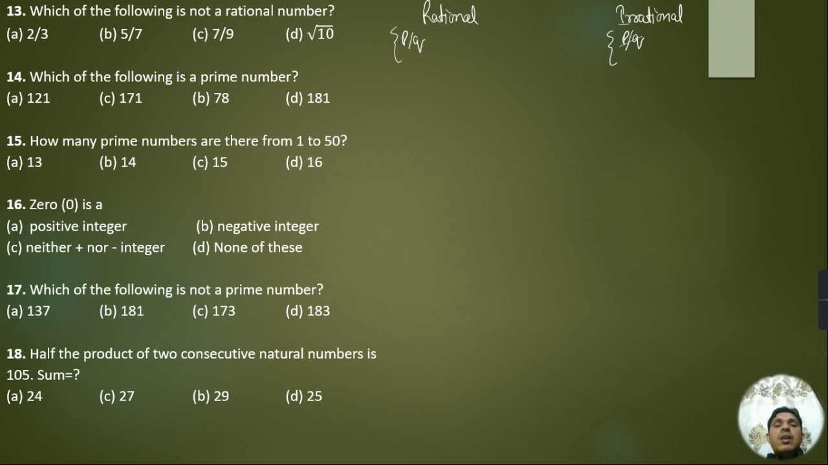Students know this definition, but sometimes don't know the real meaning of it. What is the meaning of being able to write in the form of p by q and not being able to? Let us suppose, for example, we have the number 10 divided by 3. The value of this fraction will be 3.33333. Let us take another example, 10 divided by 4. The value of this will be 2.5.